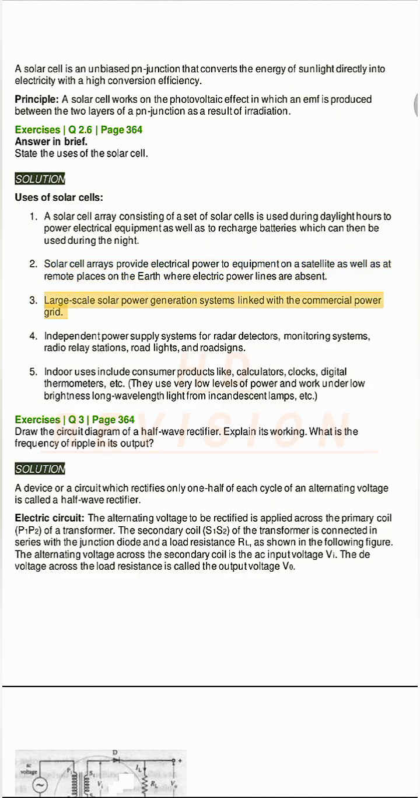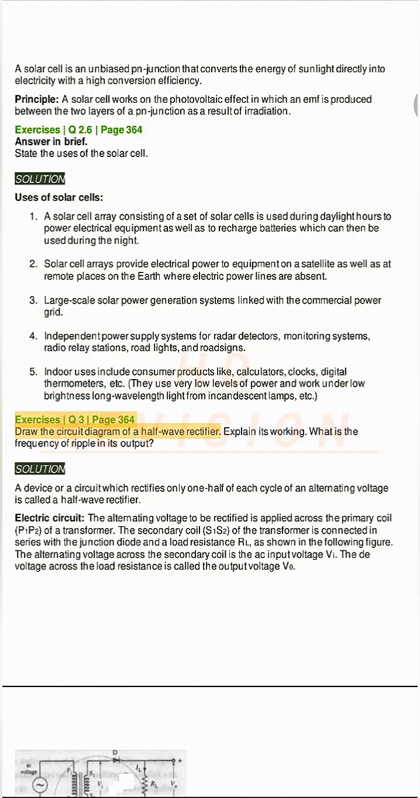3. Large-scale solar power generation systems linked with the commercial power grid. 4. Independent power supply systems for radar detectors, monitoring systems, radio relay stations, road lights, and road signs. 5. Indoor uses include consumer products like calculators, clocks, digital thermometers, etc. They use very low levels of power and work under low brightness long-wavelength light from incandescent lamps, etc.